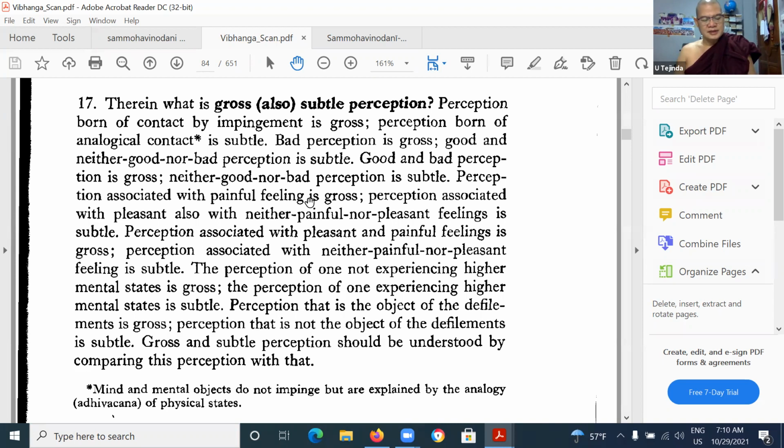Asamāpannassa saññā is gross. This sāsava saññā, anāsava saññā, this is also very clear. Sāsava, anāsava. So the saññā without āsava must be very calm, very peaceful, very quiet. That's why it is sukhuma. Then we have here taṇhāvasena saññā, upādāya saññā, oḷārika, sukhuma. Such a perception should be understood by comparing this perception with that.